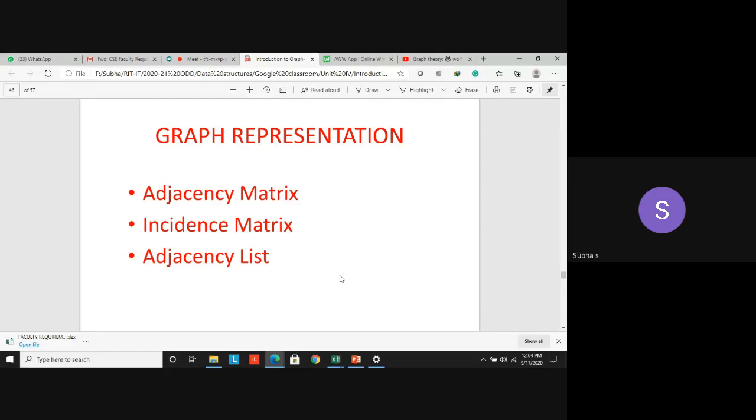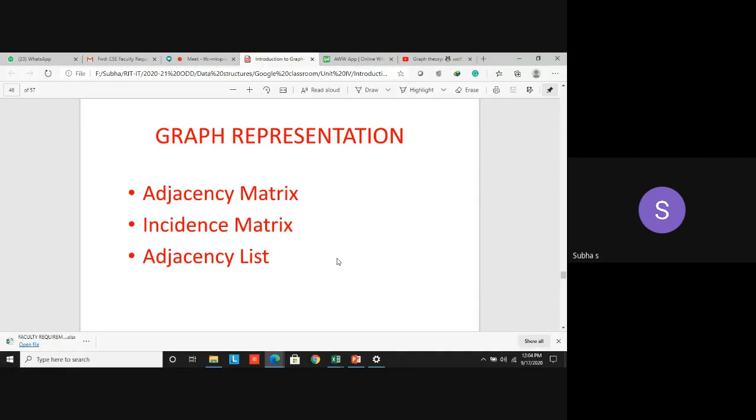So among these three representations, the first and third are the very common modes of representing a graph: the adjacency matrix and the adjacency list. Anyway, we'll see these three things now.